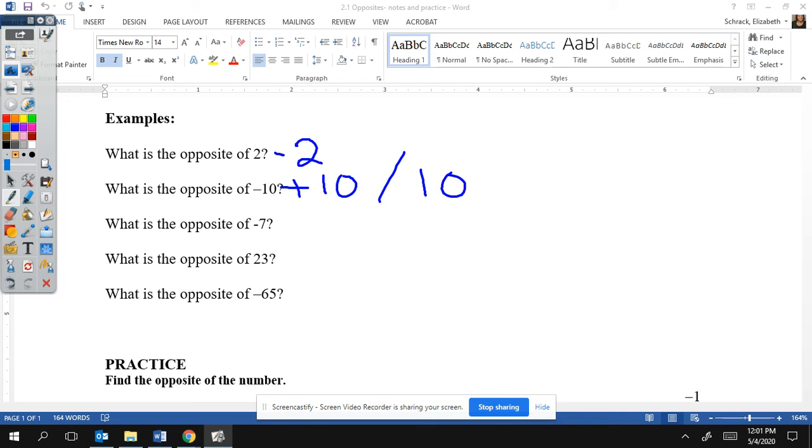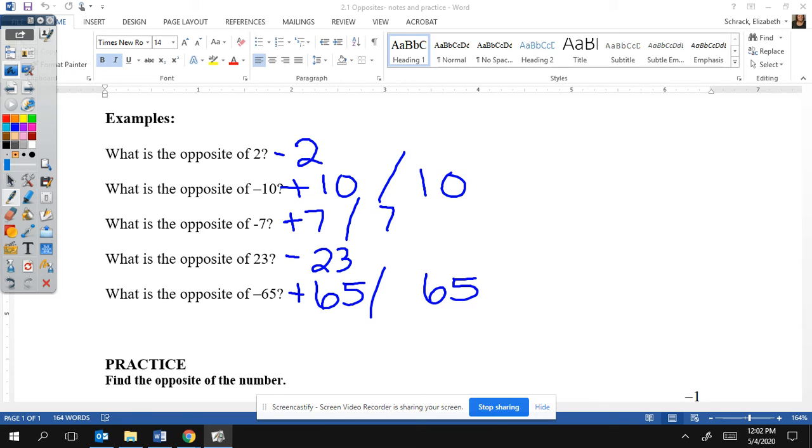What's the opposite of -7? Again, that would be either +7, or you can just write 7 without any symbol at all. What's the opposite of 23? That would be -23. And last one, what is the opposite of -65? And again, opposite of negative is a positive, or you could write that number without any symbol at all.